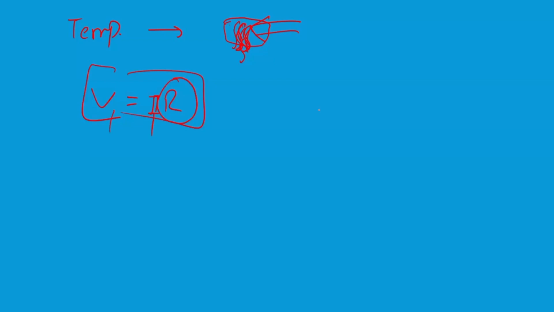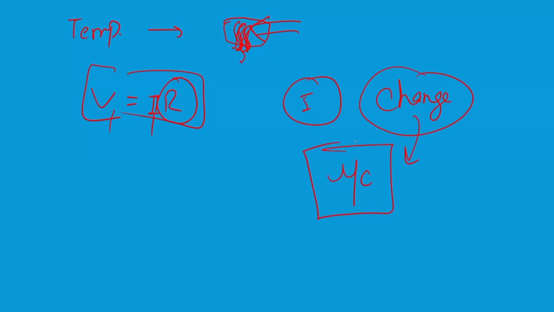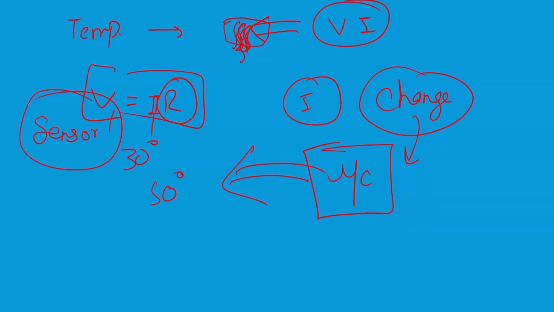And that is how your current will get changed. And the change of current is supposed to be utilized by your microcontroller, right? And that will make your decision. Yes, temperature is 30 degrees, clear. Yes, temperature is 50 degrees, clear. So the basic working principle behind this is voltage and current. So sensors are the devices that convert any physical quantity in terms of either voltage or current.